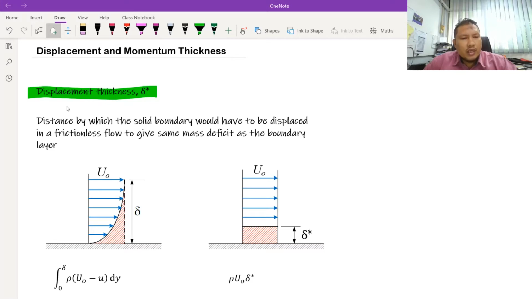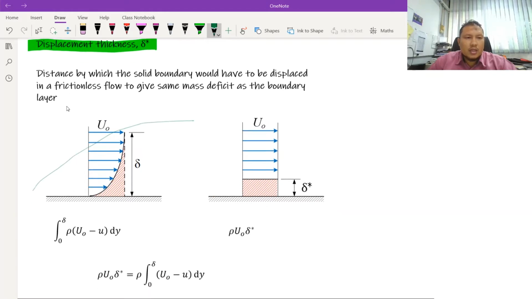So we saw the boundary layer thickness. If you draw the boundary layer here, we have the boundary layer thickness as delta, symbol delta. And then we put the delta prime, which we call the boundary layer displacement thickness, like this.